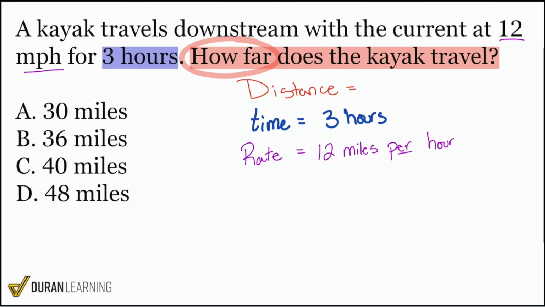Our formula, we know it. It's distance equals rate times time. And here's how we're going to finish this off. We're simply going to go ahead and plug in the rate and time, and that's it. The rate was 12. The time was 3 hours. 12 times 3 gives us 36 miles. And that's it. We're done.